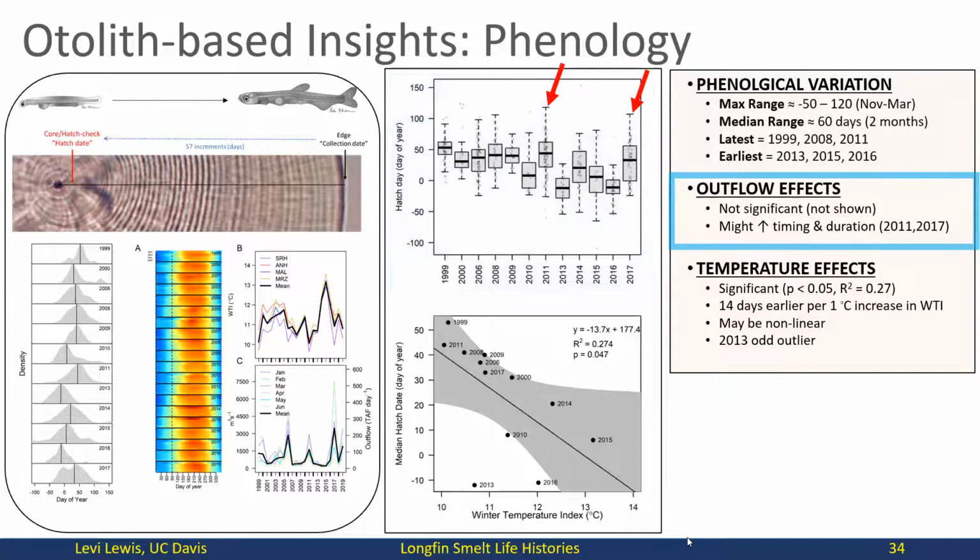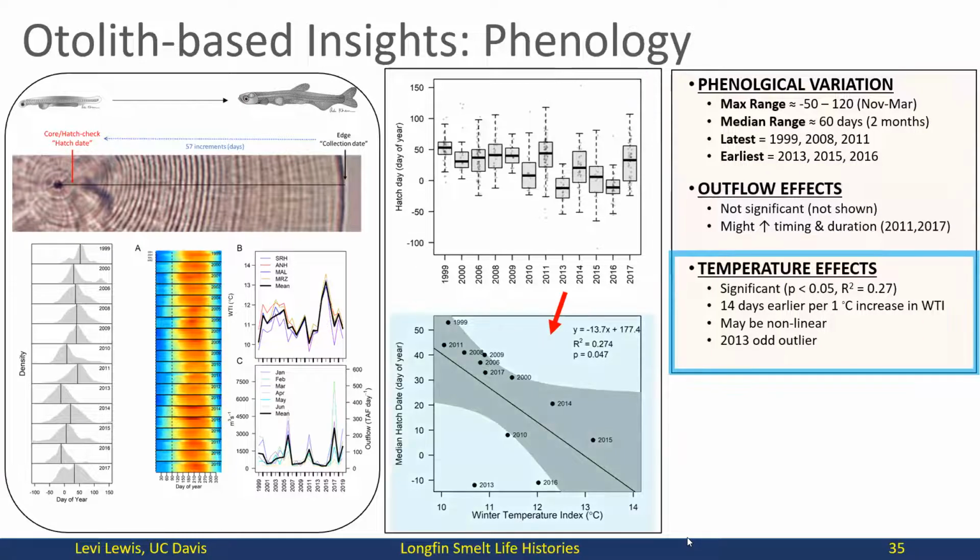When we looked at outflow effects, we didn't really see clear differences in hatch dates as functions of outflow or even the interactive effects of outflow and temperature. There was some evidence in 2011 and 2017 that maybe outflow resulted in some later hatching and a broader distribution of hatching, but we just didn't have enough years to really tease that effect out of the data with any confidence.